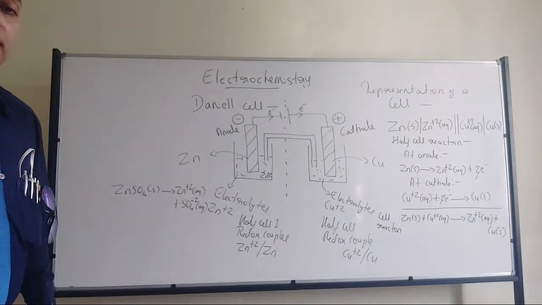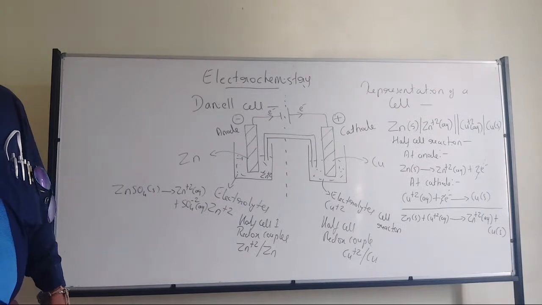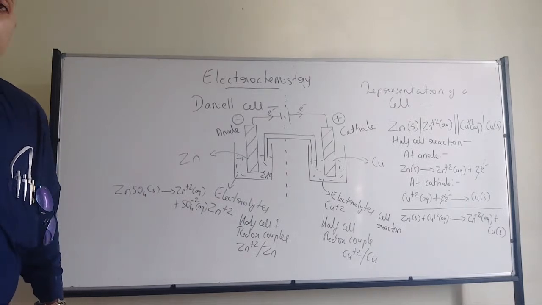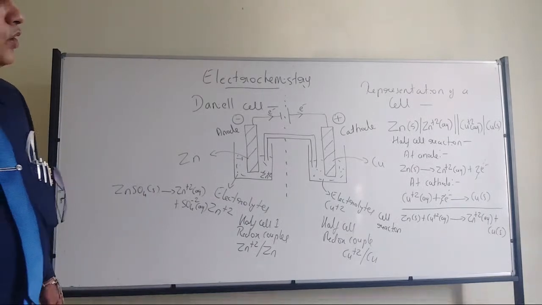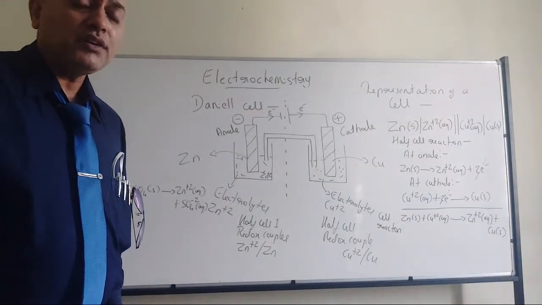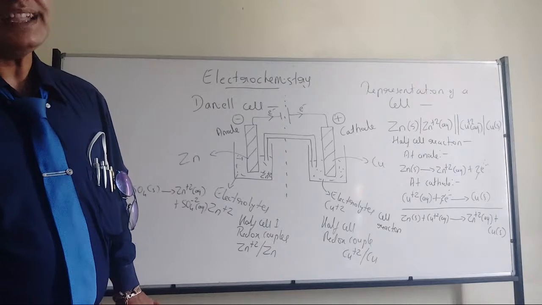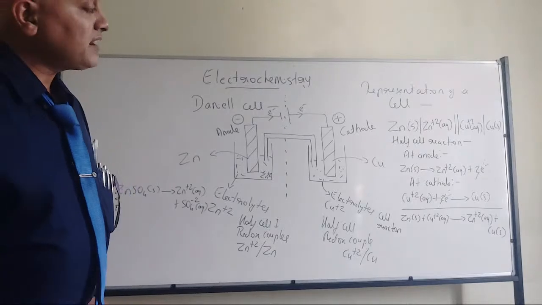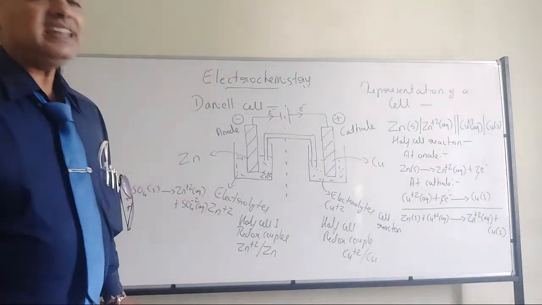When I am talking about cell reaction, what is that cell reaction? Cell reaction is nothing but the overall reaction of the half cell reaction at anode and the half cell reaction at cathode. So the overall reaction will be called the cell reaction.